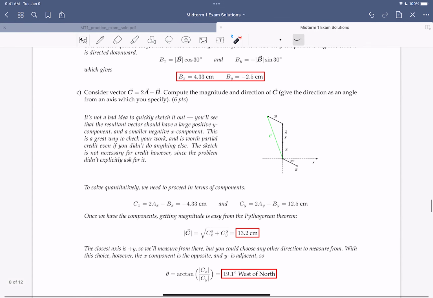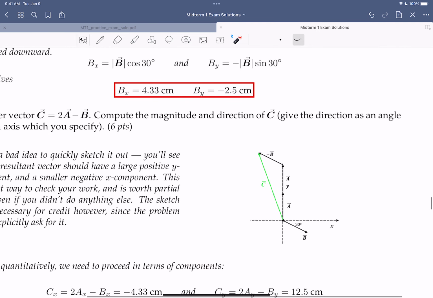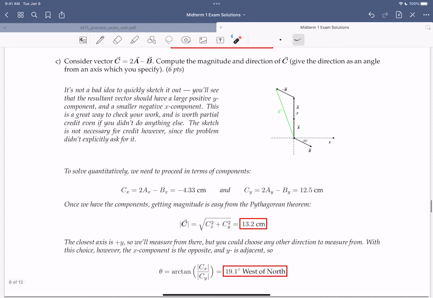So in that case, you can see here that cx, they just do 2ax minus bx, right? 2ax is just going to be 0 because there's no x component to a at all, right? So it should just be equal to bx, right? Like I said, it's only in the x direction for b. Bx should equal cx at that point, and it should be a negative 4.33 centimeters because you're going west, or in the negative x direction.